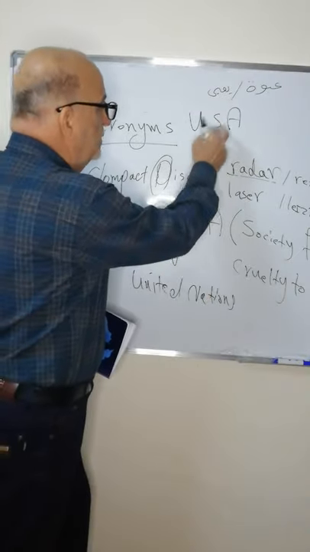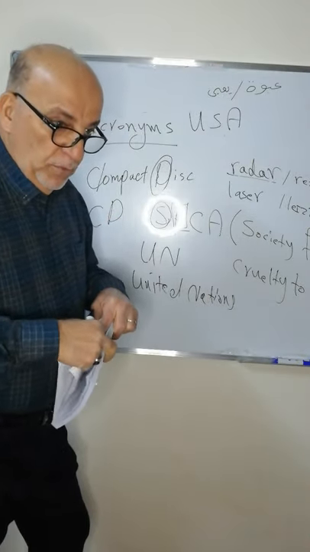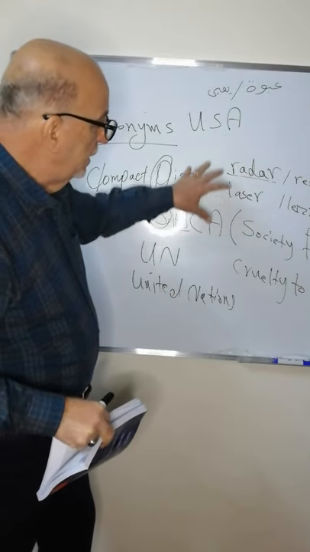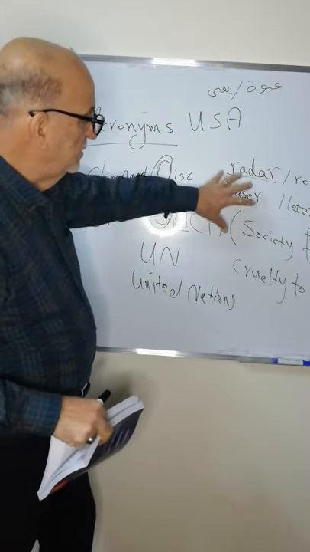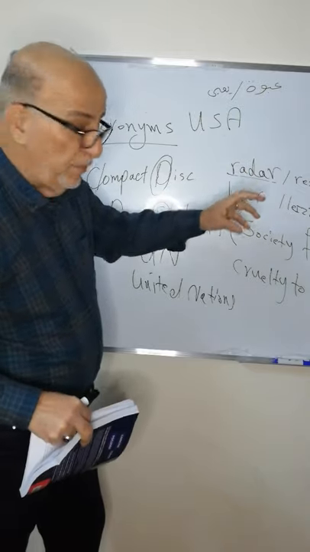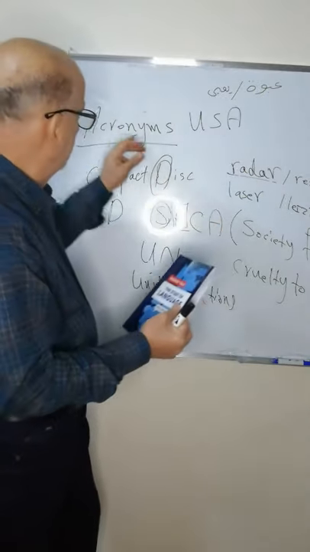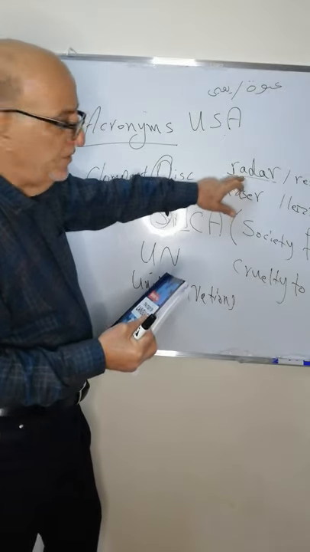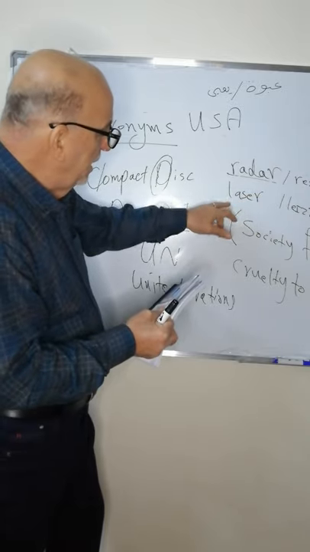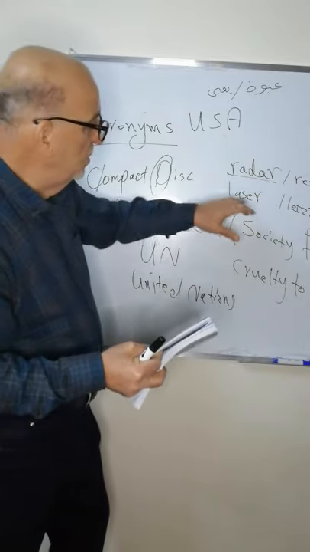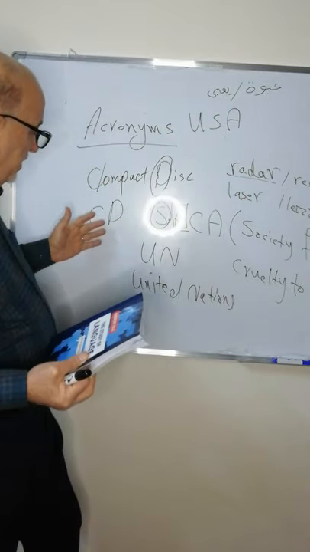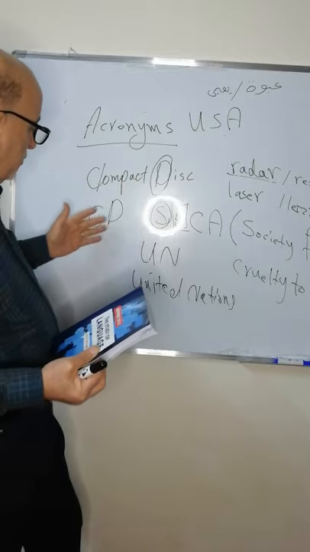So my point, which I want you to concentrate on, is that when the acronym is in small letters, we create a new word. Now we have created a new word. Instead of saying radio, blah blah blah, or light amplification, blah, like this, we say laser, we say radar. So we have created a new word. Here also we have created a new word. Instead of saying compact disc, we say CD.